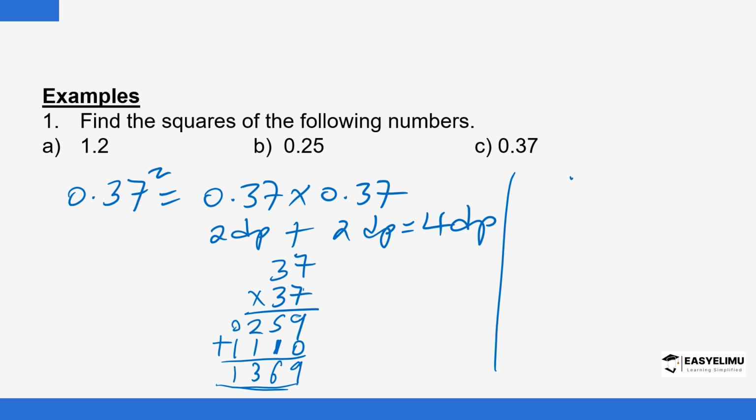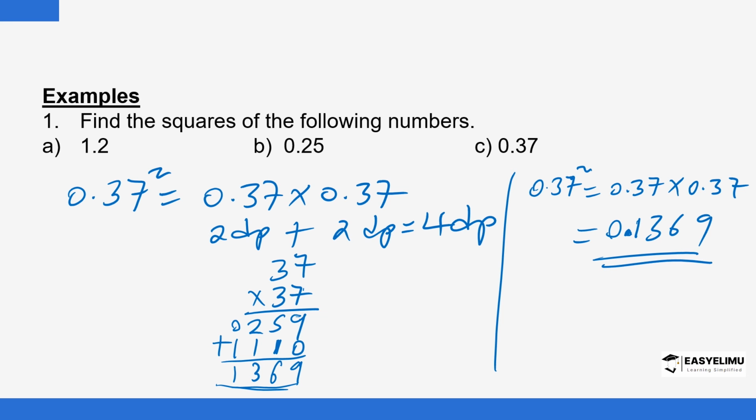So what I have is 0.37 squared, which is equal to 0.37, from the definition, times 0.37. I've multiplied 37 by 37 and what I have is 1369. So where should the decimal point be so that I have 4 decimal places? The decimal point will be here: 0.1369. So that is the square of 0.37.